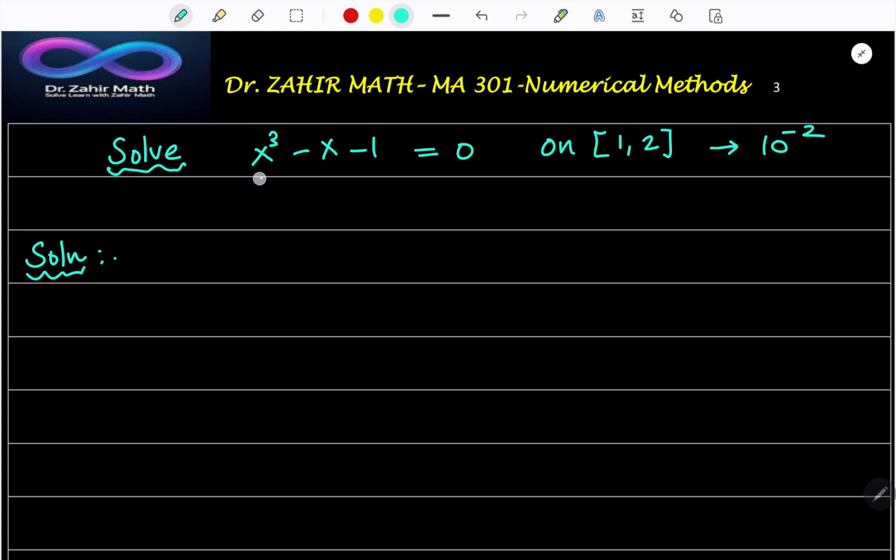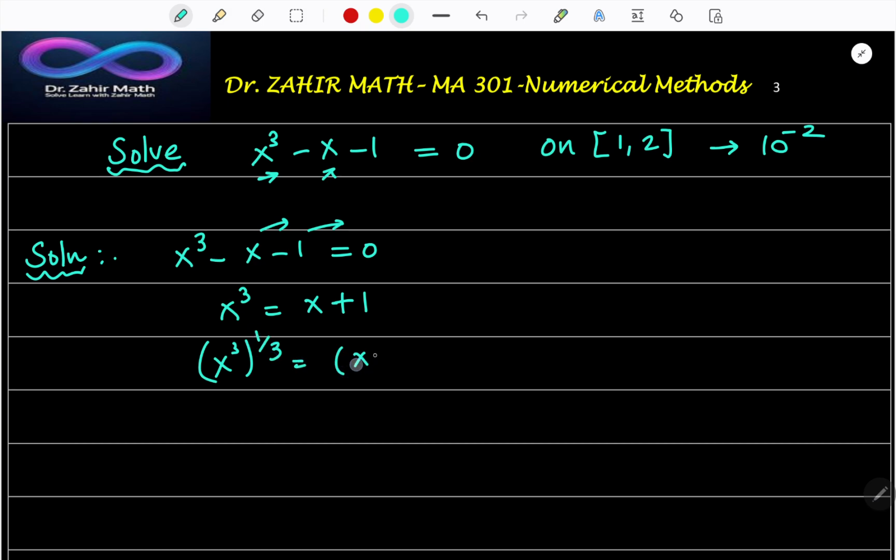So let us start. Two places you have x. In both places I will write it, then solve, and I will show you which is possible and which is not possible. Okay, the first method: x cube minus x minus 1 equal to 0. So x cube equals x plus 1, taking this one and this one to that side. And I'm taking this equation to the power of 1 by 3 on both sides. Why am I taking power 1 by 3? Because I need x here. So to cancel this 3, I'm taking power 1 by 3. Therefore, x equals (x plus 1) to the power of 1 by 3.